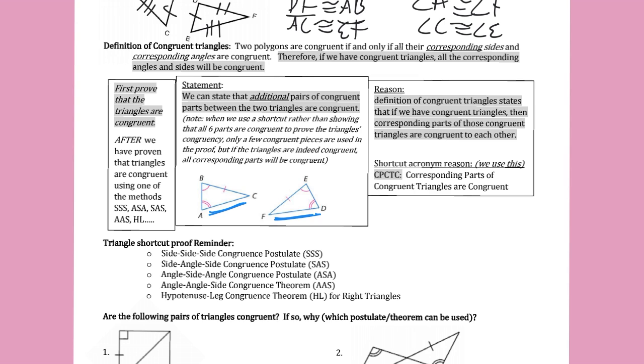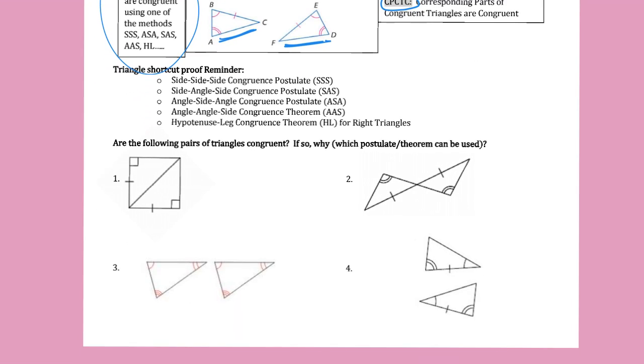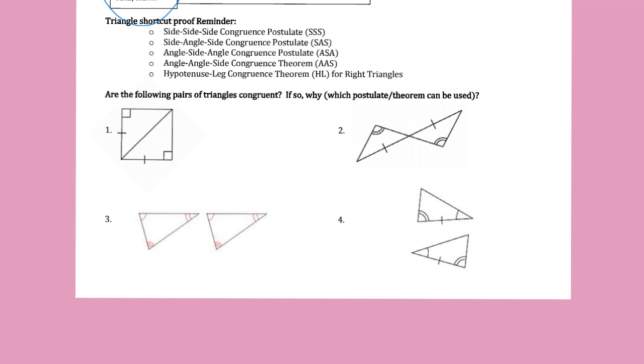Well, that's a lot of words. So here's the acronym we use to say once you've proven something to be congruent, then we can go ahead and call out the other two sides or the other two angles or whatever corresponding parts, and say, guess what? These guys are also congruent because corresponding parts of congruent triangles are congruent. And so that's what we're going to do today.